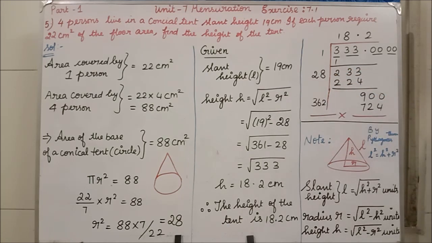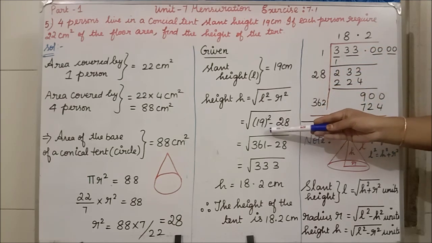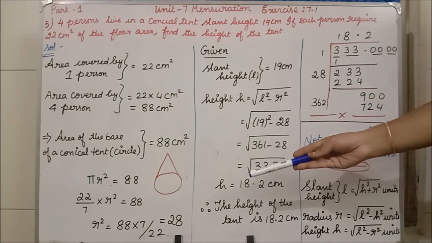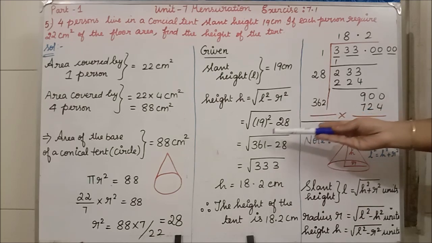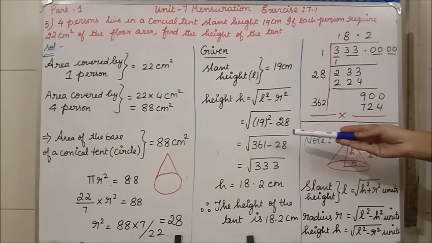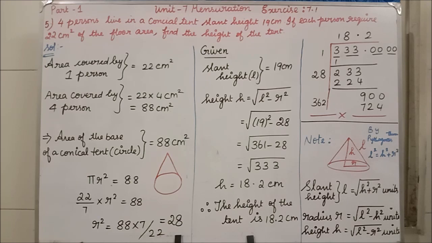L is nothing but the slant height. The slant height they have given is 19, so 19 square. The r square value we have there is 28. So 19 square is 361, minus 28, I am getting 333. For that number we have to take the square root. Since it is a 3-digit number, you cannot know the square root of this number directly. We have to go for the long division method.